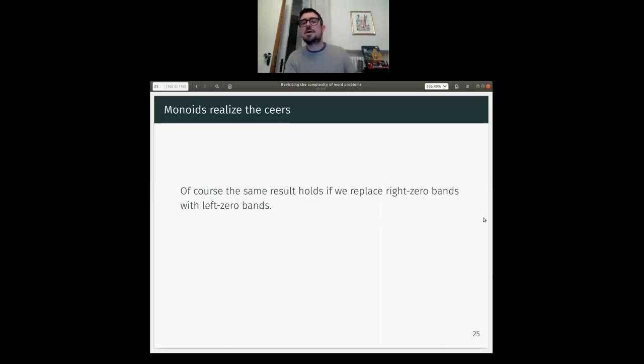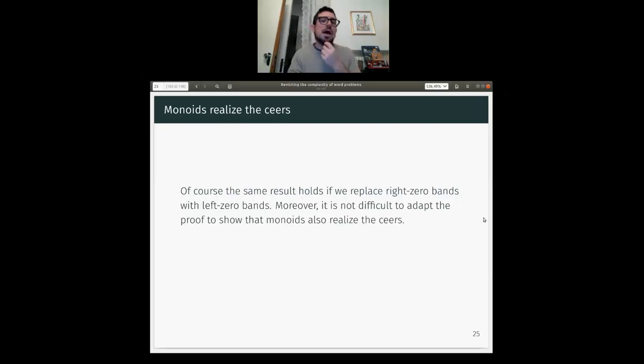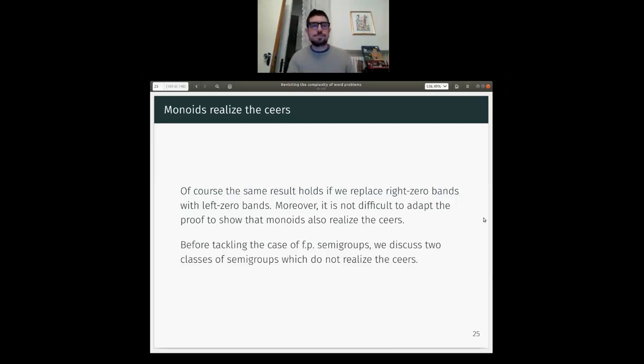Of course, you can have the same result if you replace right zero band with left zero band, a semigroup in which everything is collapsed to the first letter. And it is not difficult to adapt the proof to show that monoids realize the SIRs, recursively realize, of course. So any SIR is equivalent, up to computable reducibility, but in fact up to isomorphism, to the word problem of a recursively presented monoid.